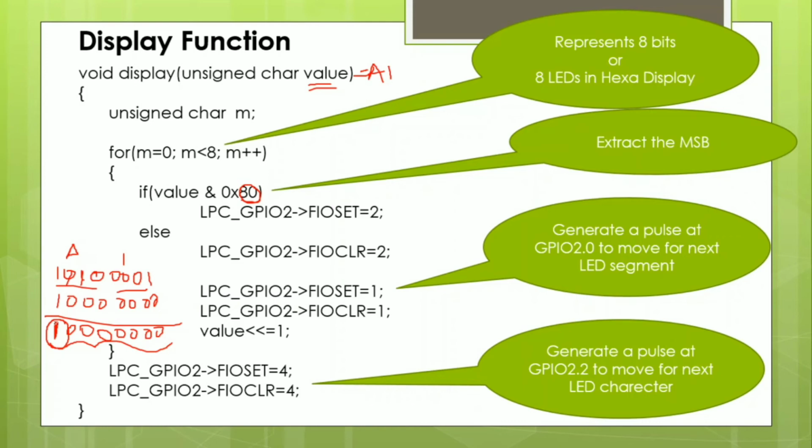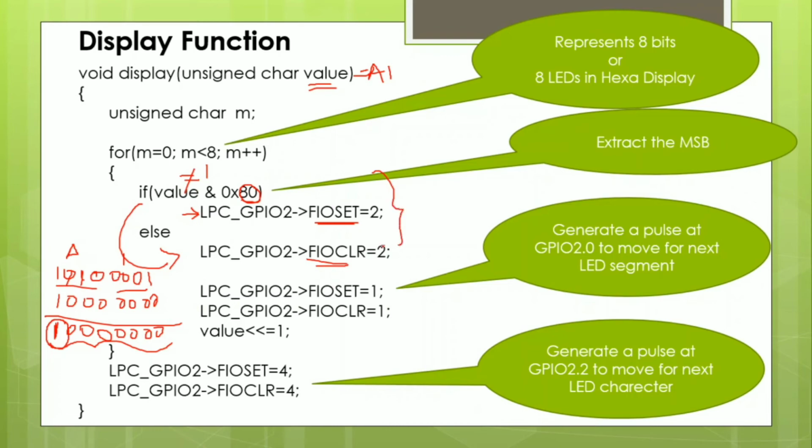Now you have extracted the MSB and you have to check it. What is the value of the MSB? If value ampersand 80 is equal to 1, execute this. If it is not equal to 1, then execute this. Understood? Because it is equal to 1, you are setting the value. If it is not equal to 1, then it will clear the value.